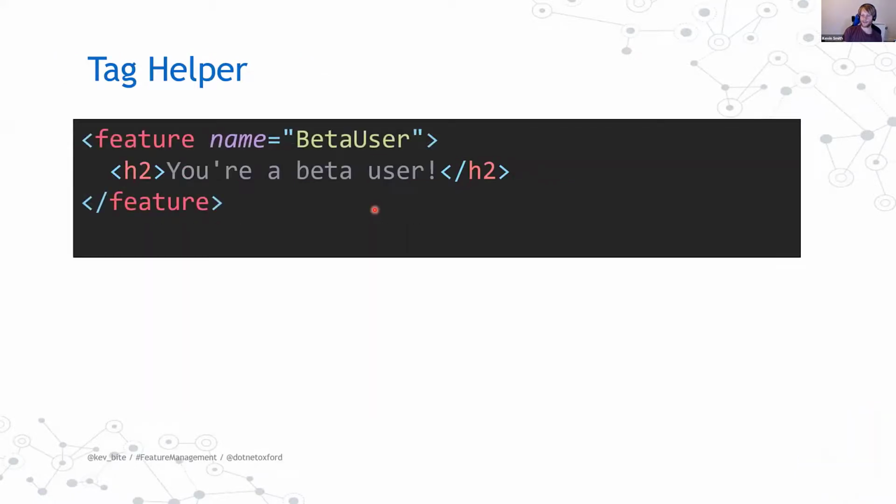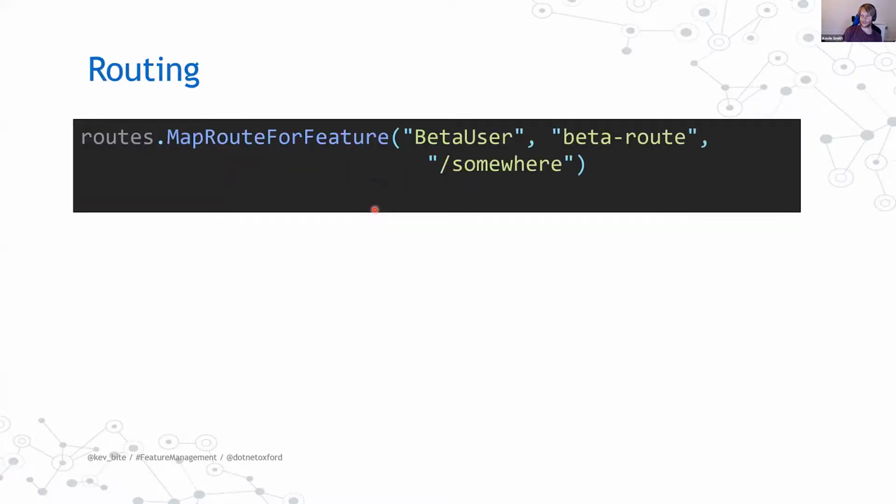There's also tag helpers. For a tag helper, we just wrap a block of Razor in a feature block, and we just give it the name of what feature to evaluate. And every single time we hit this page, it'll evaluate that feature. And if it's there, it'll actually render that header, and if it's not, it won't render it. We can do feature-based routing as well. Every time we add a route, we can do for feature, and we just pass in this parameter here, which evaluates which feature it's for. And if it's not there, it just disables it.